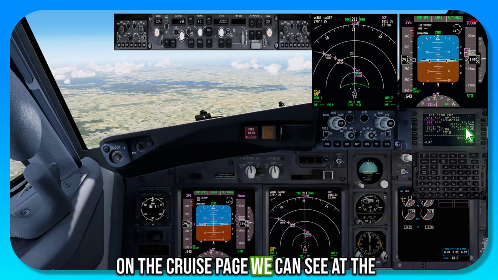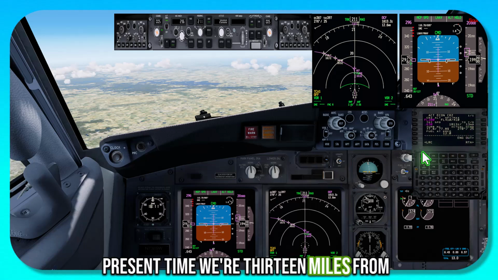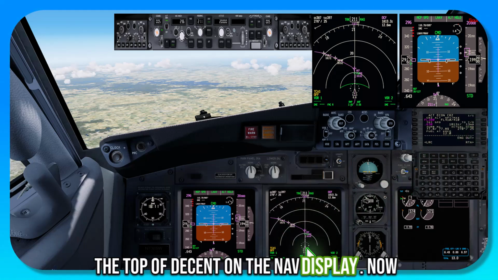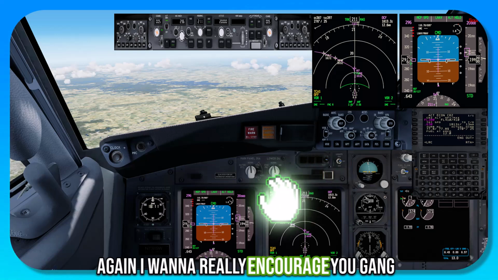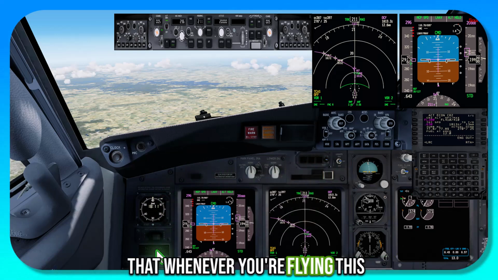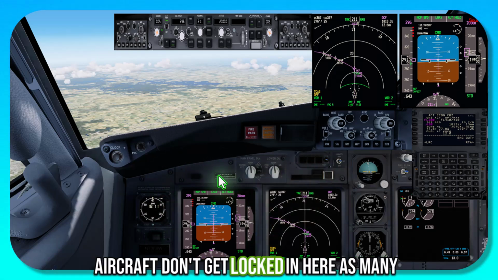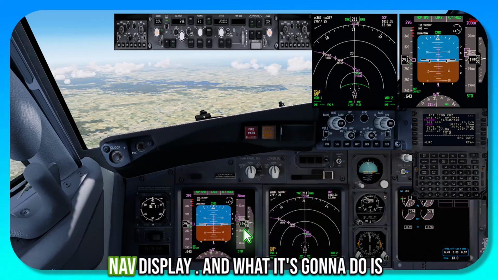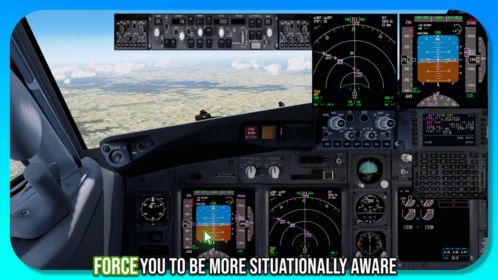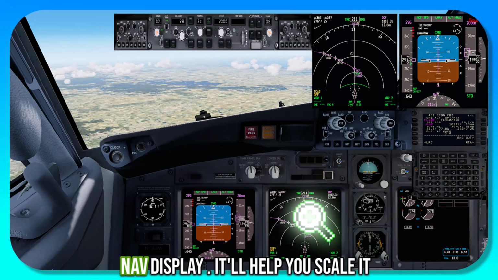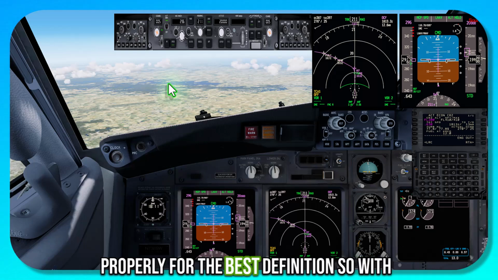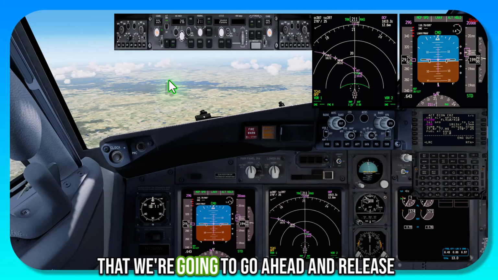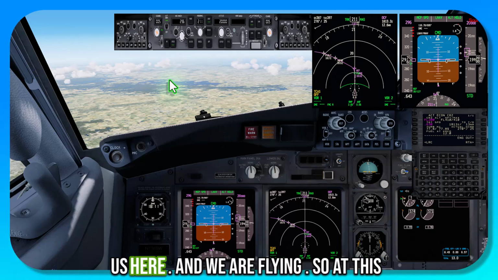On the cruise page, we can see at the present time we're 13 miles from the top of descent on the nav display. Now, again, I want to really encourage you, gang, that whenever you're flying this aircraft, don't get locked in here as many people do. When you scan this, scan your nav display. And what it's going to do is force you to be more situationally aware to some of the information that is on the nav display. It'll help you scale it properly for the best definition. So with that, we're going to go ahead and release us here.